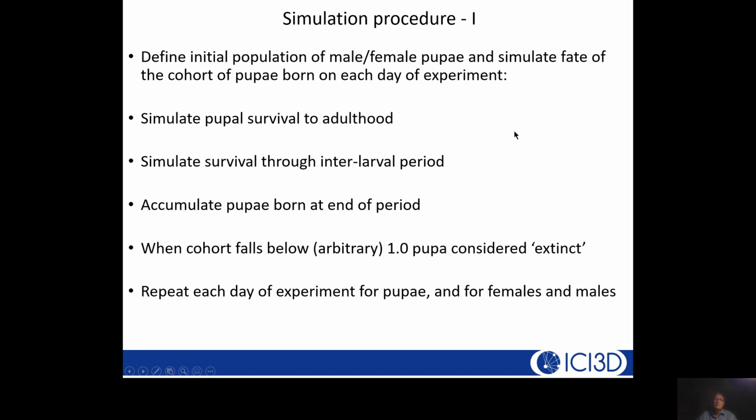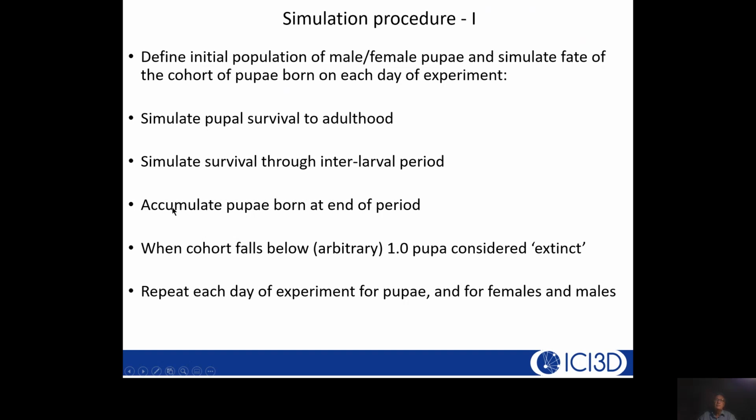So how do we start this off? Well, we know what happened. Vale put 4,000 pupae on the island. So we've got this initial population of pupae, and they're distributed across a certain age range. And we just look at those ages, and we follow each one of those cohorts. And we simulate day by day the pupal survival to adulthood. And then we simulate the survival through the interlarval period of the females. Of course, the males we look at as well, but the females are more interesting.